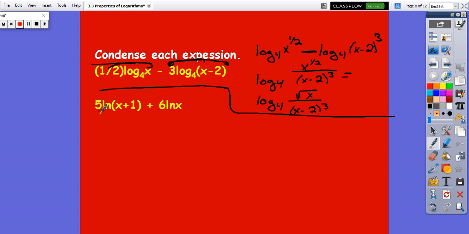Next one, where do you start? Right here with the number in front. Where does it go? It goes up as the exponent. Hopefully you were saying that before I did. How does addition combine? As multiplication.